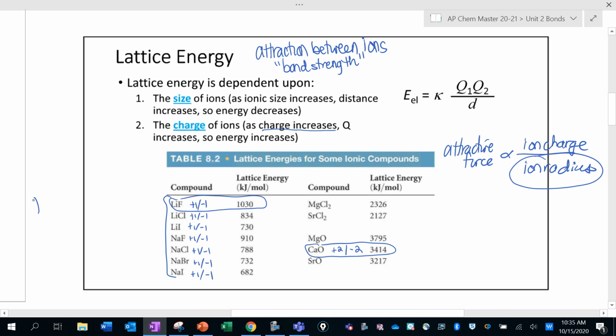And if you have a higher lattice energy, that means you're going to have more attraction between the ions. So that means it's going to take more energy to break those ions apart. So you're going to end up having a higher melting point.